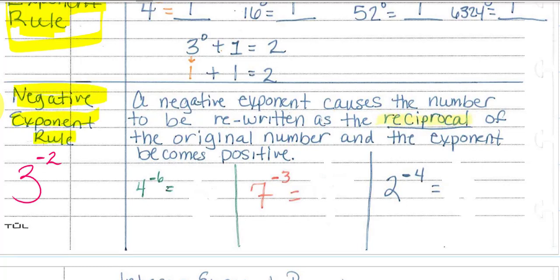And if we look here at the definition, please make sure you have this in your notebook, it says a negative exponent causes the number to be rewritten. So we're going to rewrite the number as the reciprocal.